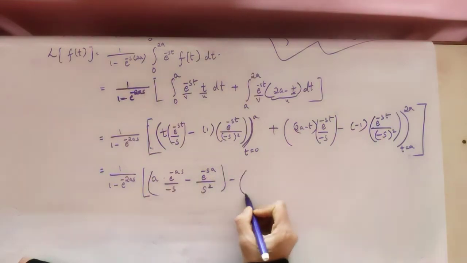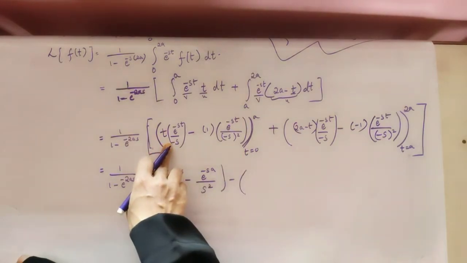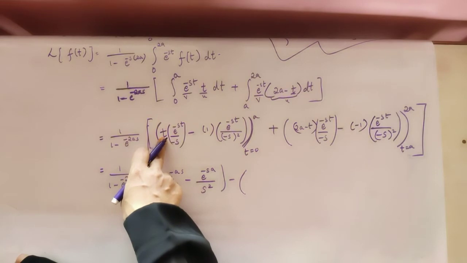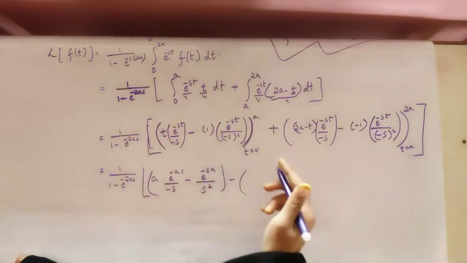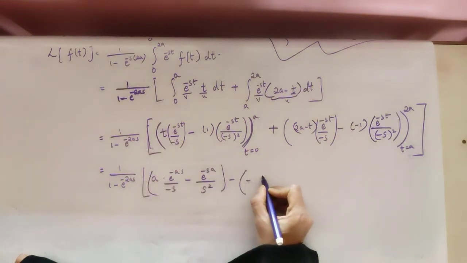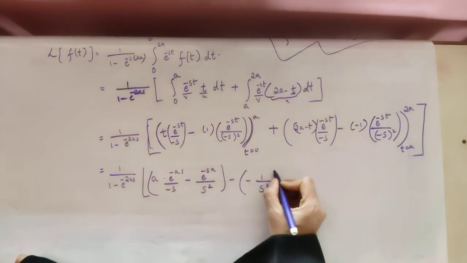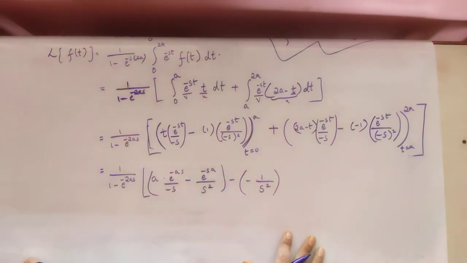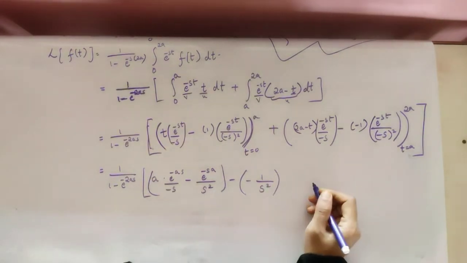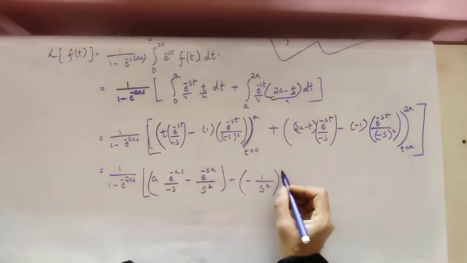Okay. Minus the lower limit. When you put t as 0, this becomes 0. Okay, because t is 0 here. Next, when you put t as 0, minus e to the power 0, which is 1, divided by s square you get. This is one thing. Okay. This is the lower limit for the first term.